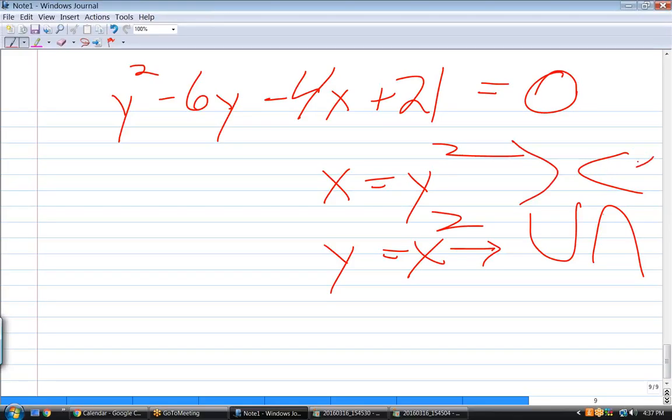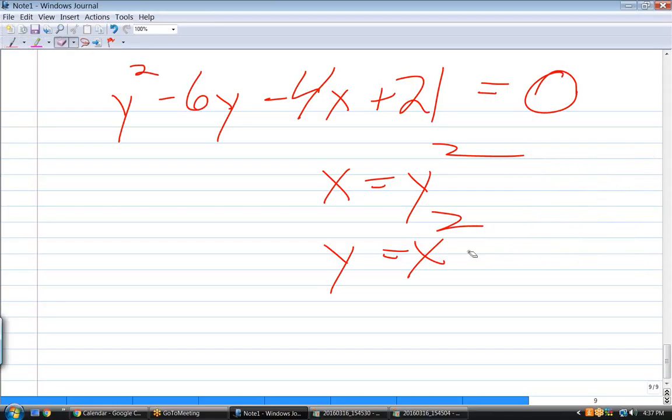Positive coefficient goes to the right, negative coefficient goes to the left. Just like the vertical ones, positive coefficient goes up, negative coefficient goes down. So this is a sideways or horizontal parabola because we have the y squared and we have x.